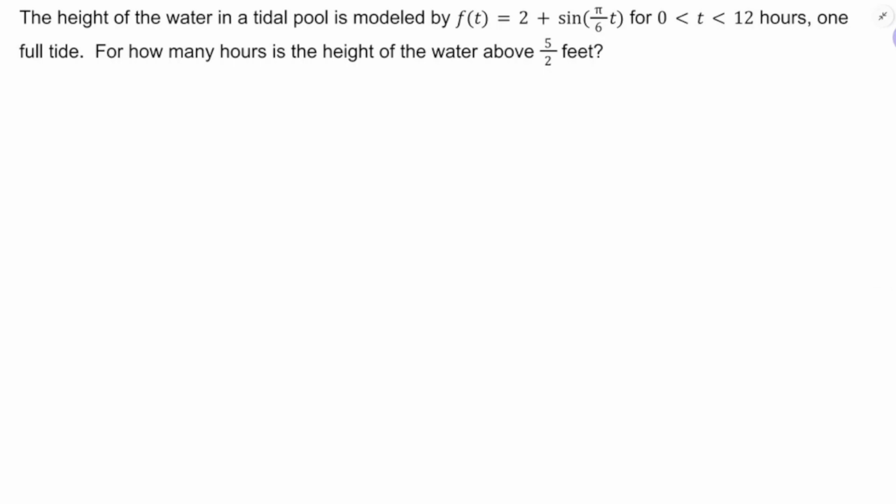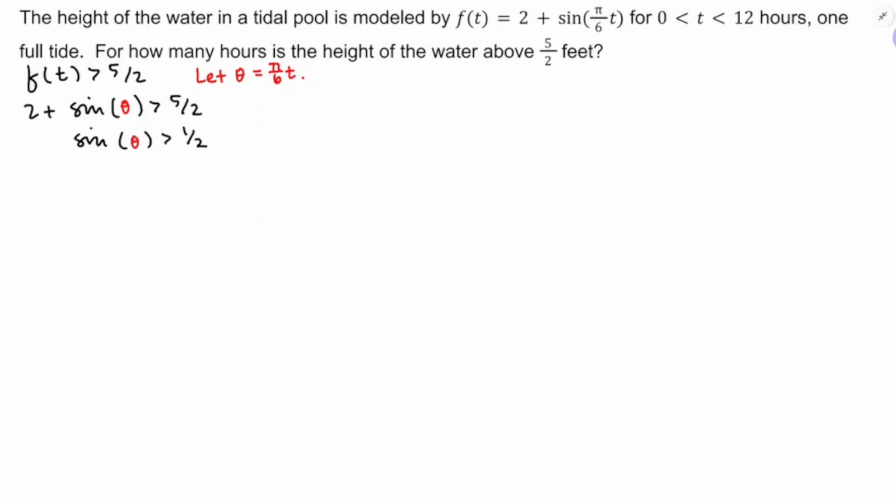So if we want to know how many hours the height of the water is above 5/2 feet, we're interested in solving the equation when is f of t greater than 5/2. But I'm going to introduce the variable theta. I'm going to say let theta equal pi over 6t. So that means I've got 2 plus sine of theta greater than 5/2. And I'm just going to isolate the sine, subtract 2 from both sides. And I got sine theta greater than 1/2.